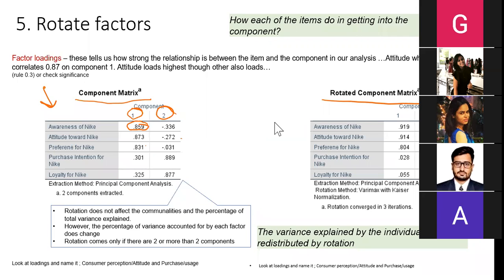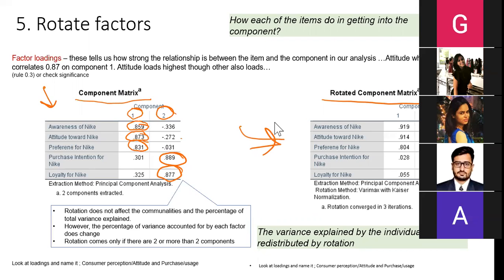Attitude will go in which factor? First. Okay, 0.873 and minus 0.272. And preference? First. Okay, what about purchase intention? Second. And loyalty? Second. Okay. Now check this rotated component matrix.